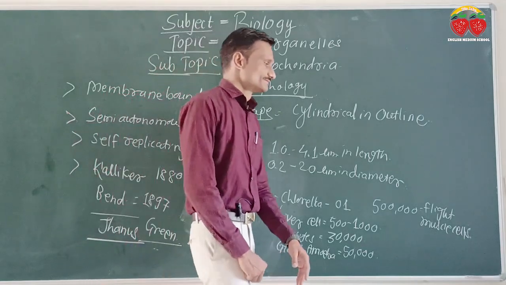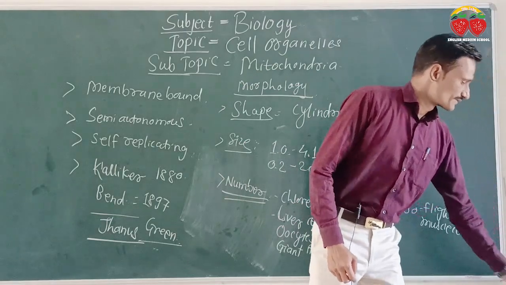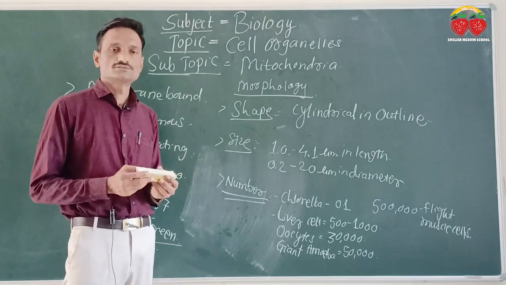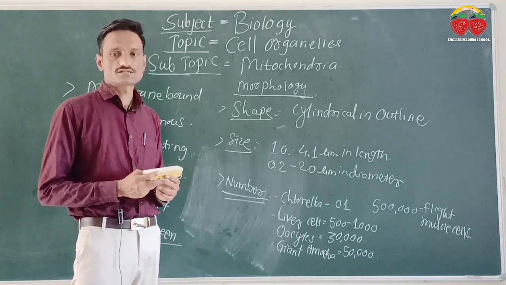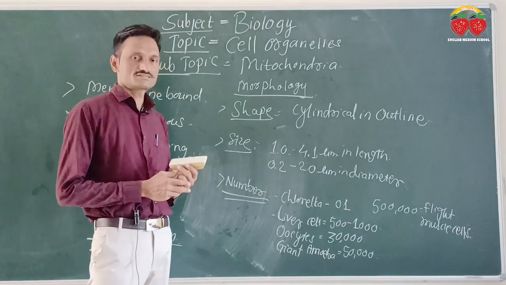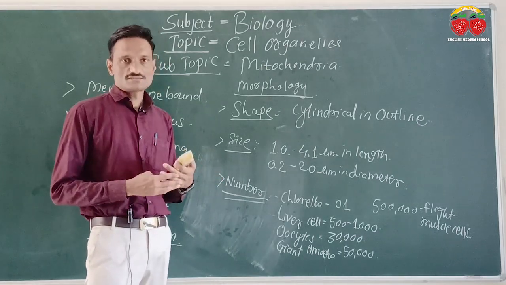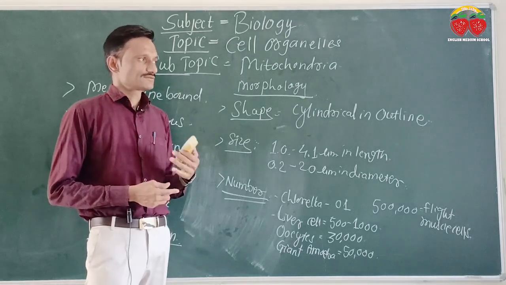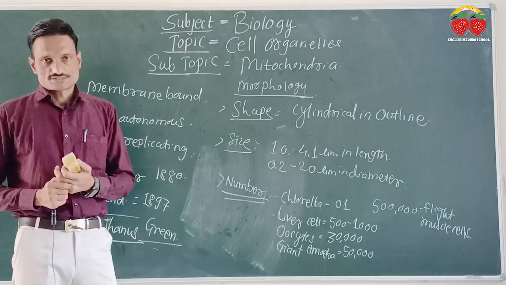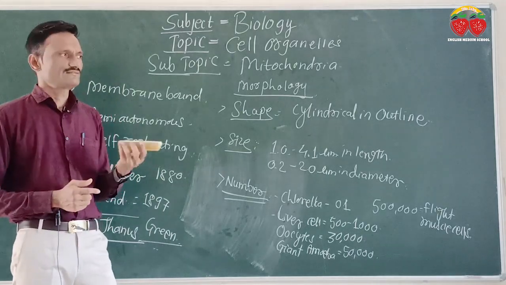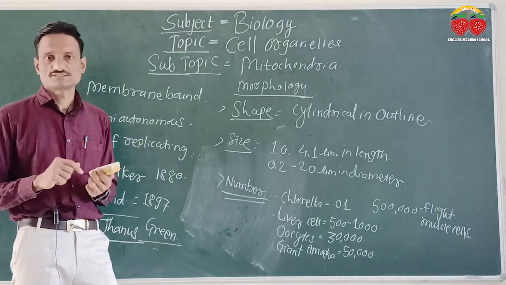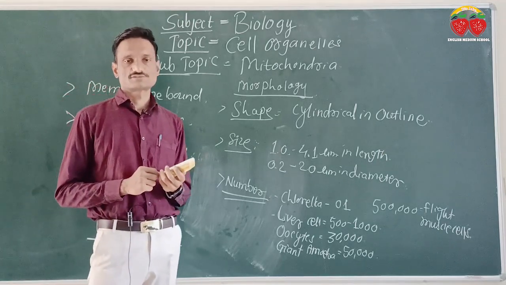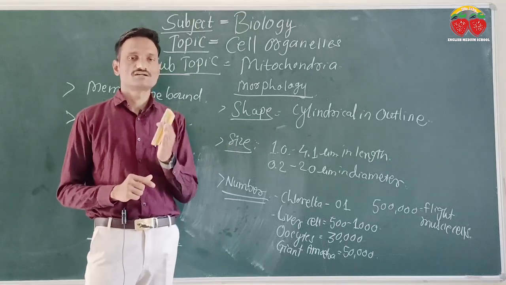Now, we will take the details of mitochondria. It is necessary to study their ultrastructure, because without ultrastructure we cannot understand the actual function of mitochondria. So, what do we mean by ultrastructure? The ultrastructure of any cell organelle means studying it under the electron microscope with high magnification.